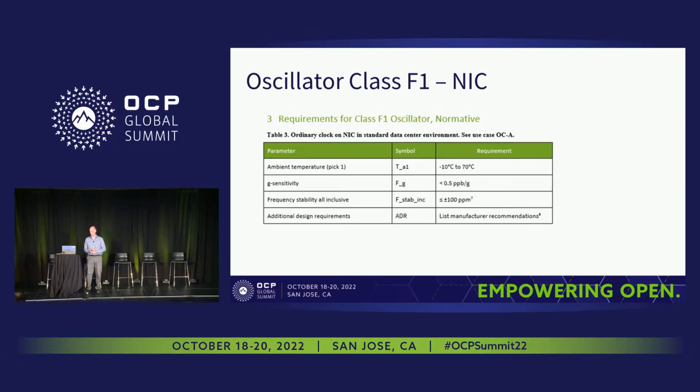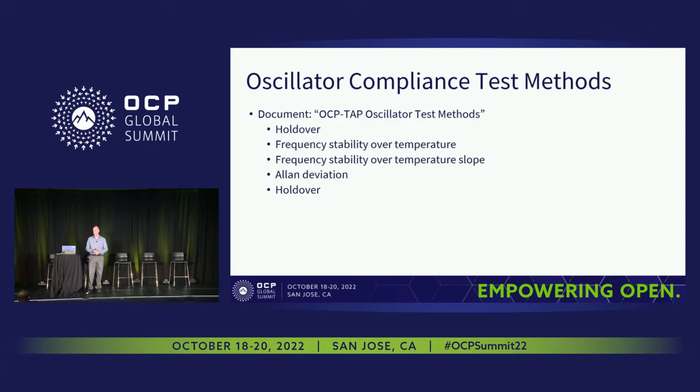There's another one for ordinary clock. It has very similar specifications. So these are the types of oscillators that are being used today in the data center environment. And if you have a niche application that would require something different, then it would be useful for you to bring that into the oscillator workstream so we can work on it and create an open source class around it.